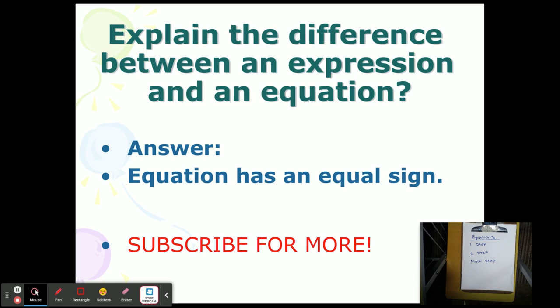Explain the difference between the expression and an equation. So an equation has an equal sign. That's pretty straightforward. And you need to know the difference between an expression and an equation. An expression is a string of numbers and letters without an equal sign. An equation has an equal sign somewhere in between that string. So there's a difference. And you also solve an equation, meaning you'll get one answer from an equation. An expression, you simplify it.